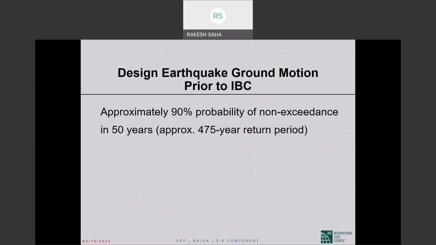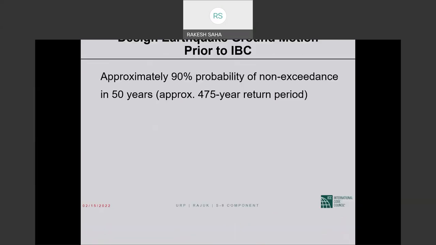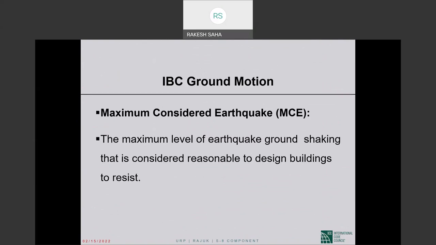Okay. So design earthquake ground motion prior to IBC is the 500-year return period ground motion, as I just mentioned. The ground motion today, we define maximum considered earthquake ground motion in the source document and NEHRP provisions. This is the definition: maximum level of earthquake ground shaking that is considered reasonable to design buildings to resist. This, I pointed out, is not very useful as a definition because of the word reasonable in there. It is kind of a declaration of principle.